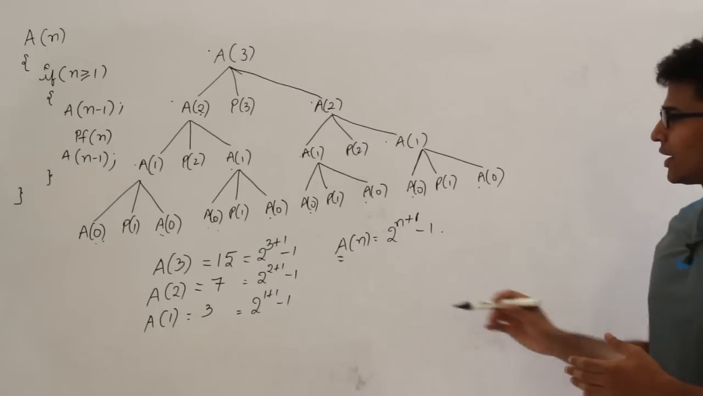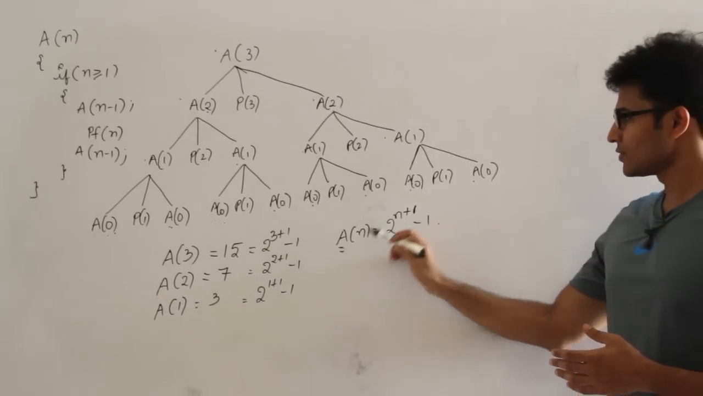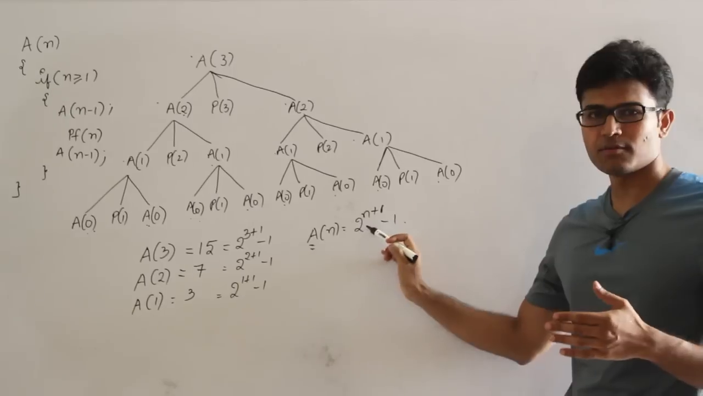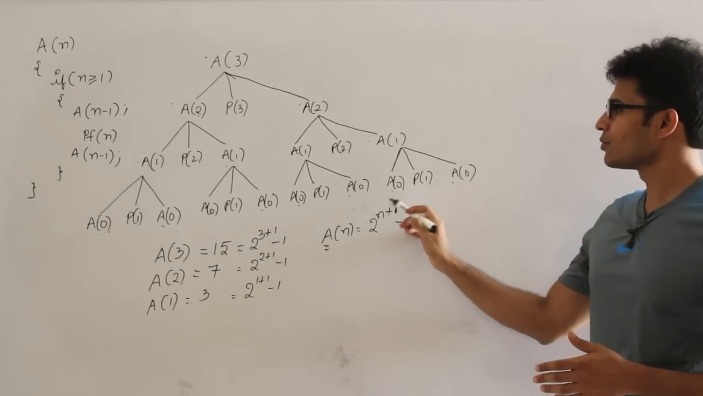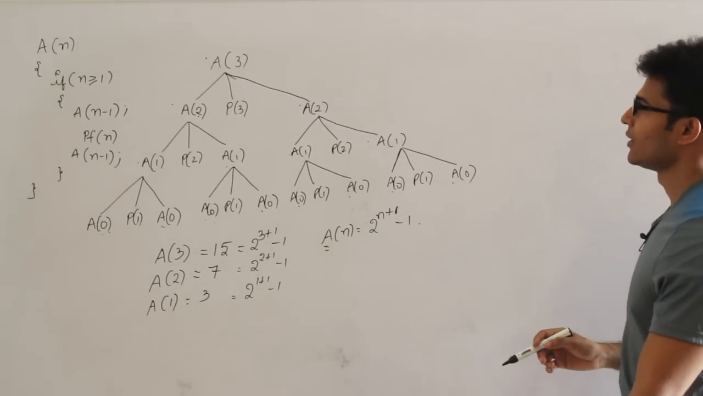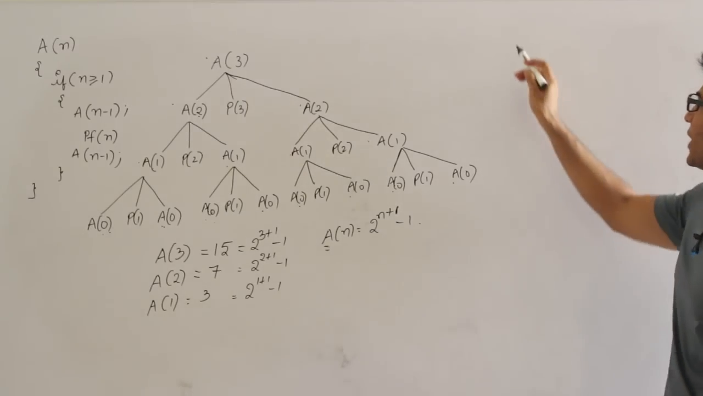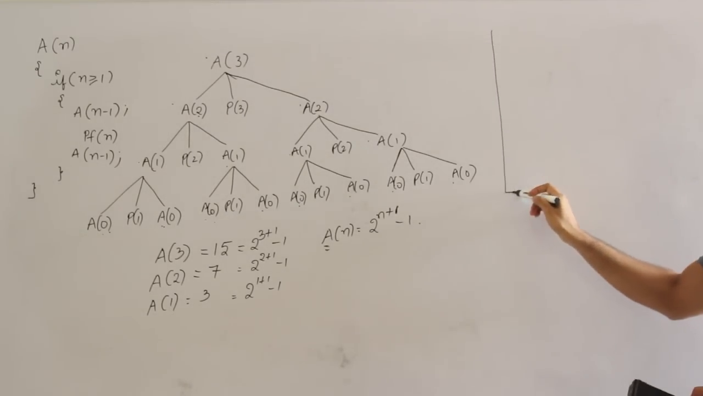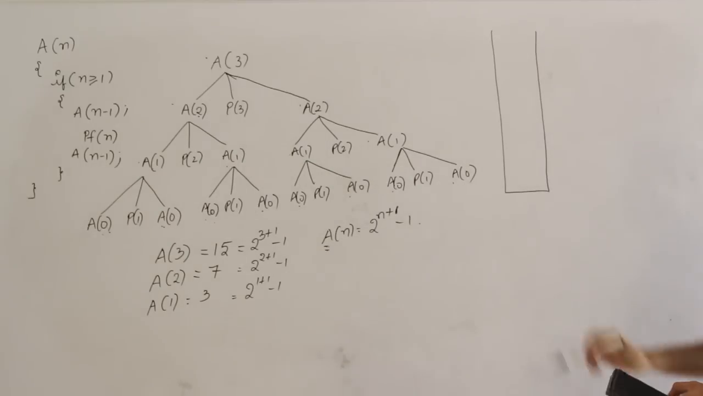It turns out that it is not the answer. Number of recursive calls are definitely 2 power n plus 1, but the amount of space required is not 2 power n plus 1. The reason is this. Let's see how the stack works. What is being pushed onto the stack and what is the output.